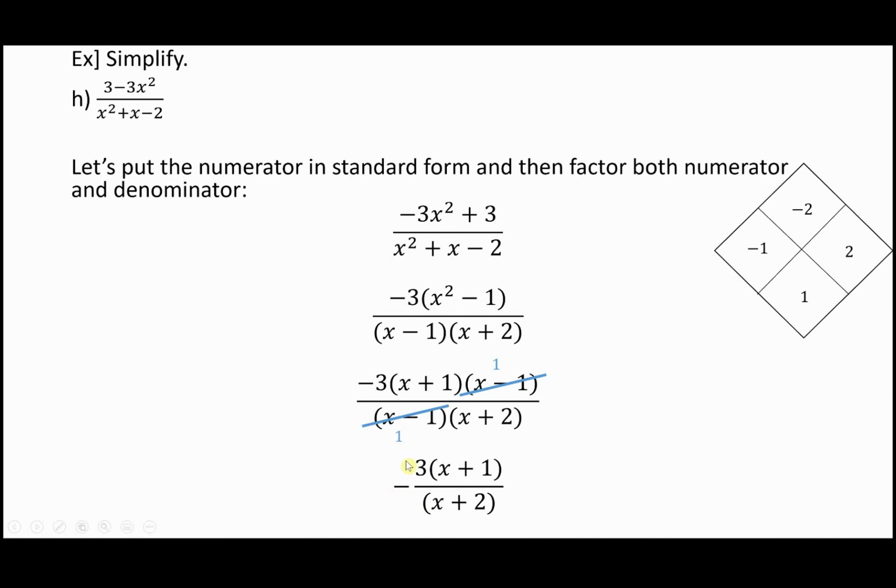But I just wanted to say before I do that, that it's conventional, if you have a negative sign in front of a string product like we have here and in our final answer, to pull it out to the front of the rational expression.